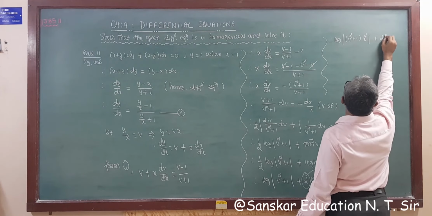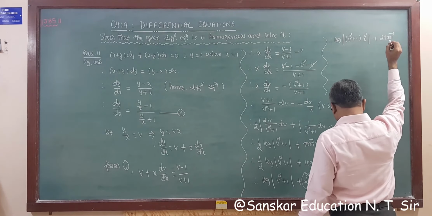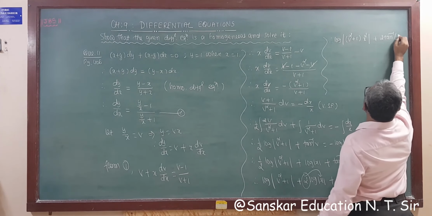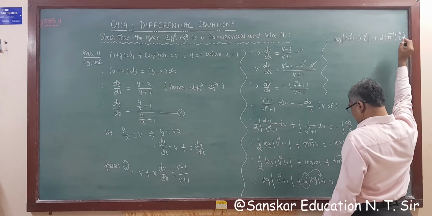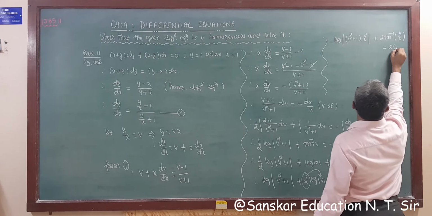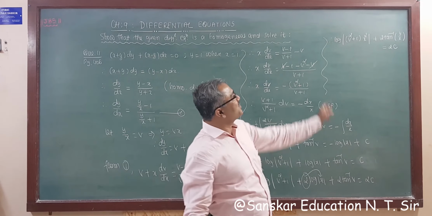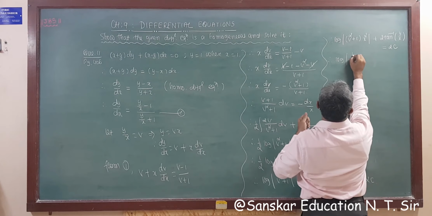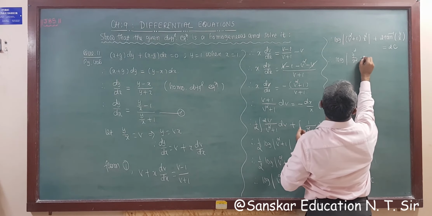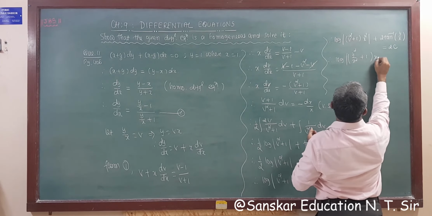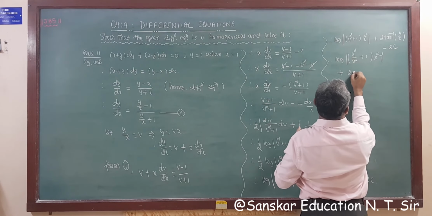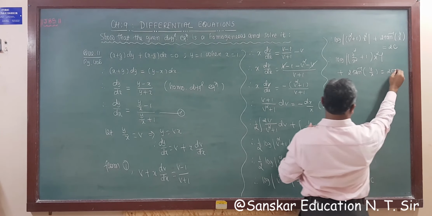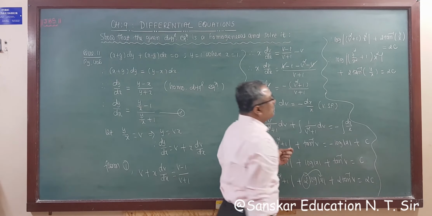Plus 2 tan inverse v. V is y by x. So plus 2 tan inverse y by x, and this is equal to twice c. Now substituting v, v is y by x. So we get log of (y square upon x square plus 1) into x square, plus 2 times tan inverse y by x is equal to twice c.